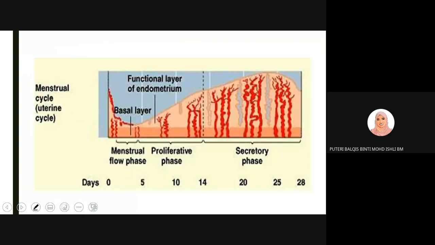Ini adalah menstrual cycle ataupun uterine cycle. So you can see that menstrual flow phase adalah day pertama period sampai day ke-5 atau hingga ke day ke-7. Shedding of the endometrial layer due to low progesterone. Progesterone rendah.